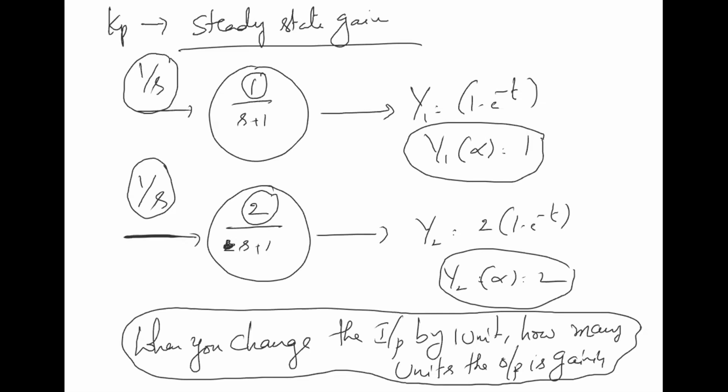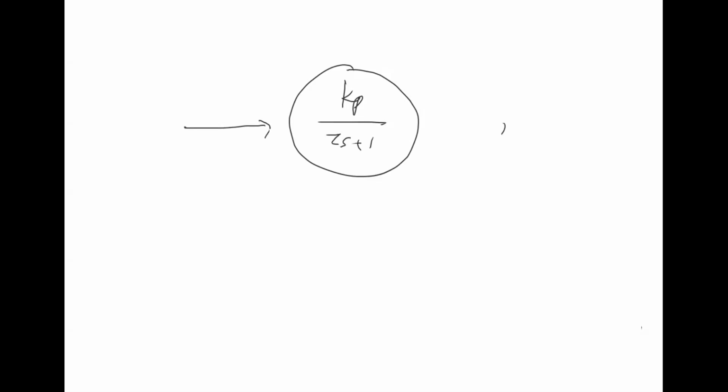See, why I have written, let's say, 2 by s plus 1, is because I just wanted to show you the difference. Steady state gain affects your final value. Suppose now let's take this system Kp by tau s plus 1, with input A by s. Suppose this is my response.